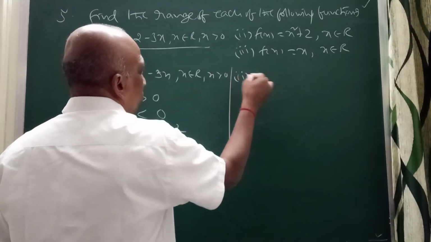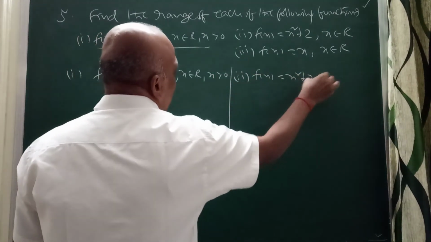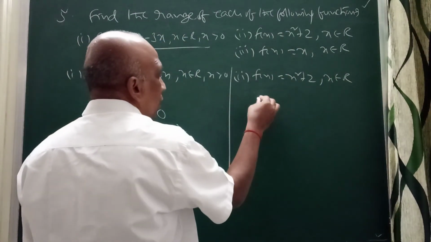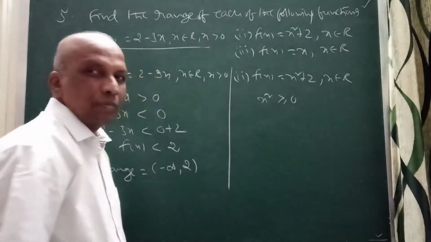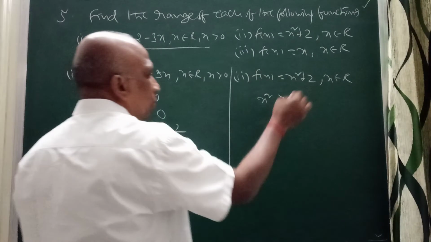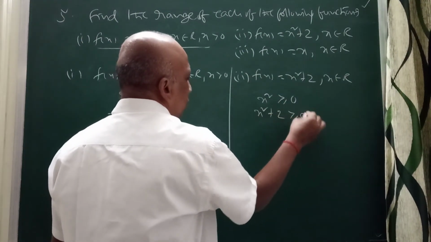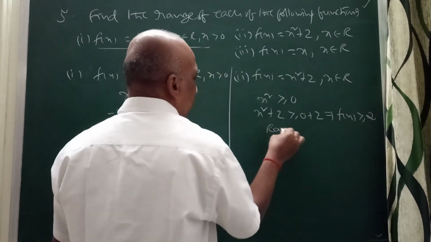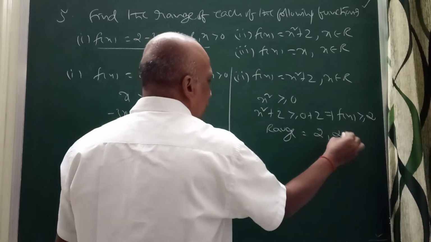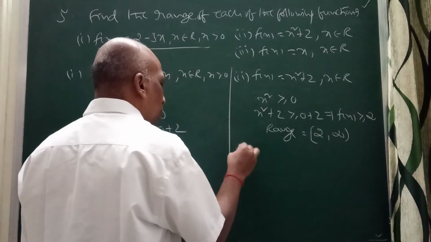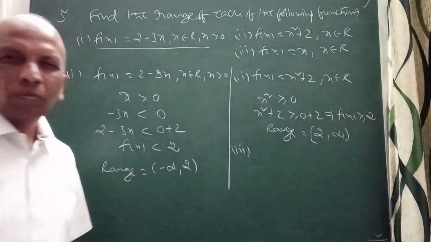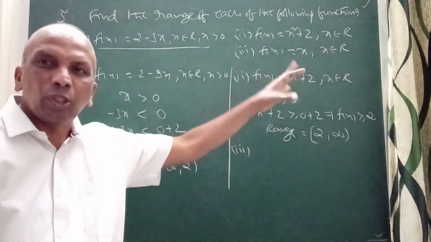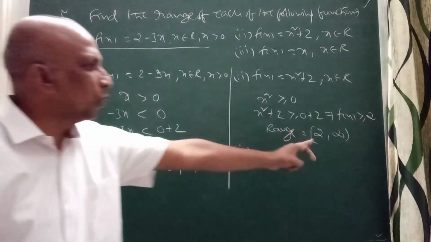Coming to the second problem, f of x equal to x square plus 2, x belongs to R. Clearly we know that x square is always greater than or equal to 0, right? Zero or positive always. Add 2, then x square plus 2 gives f of x greater than or equal to 2. So the range is 2 to infinity, including 2. You understood, very simple problems here. Just x square is always 0 or positive, add 2 on both sides.